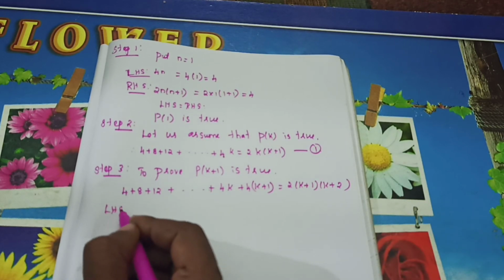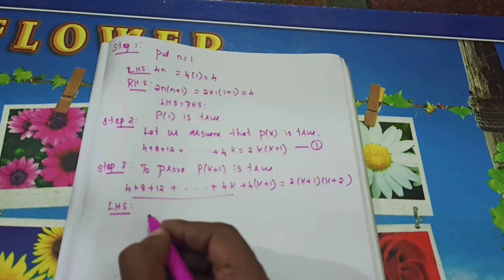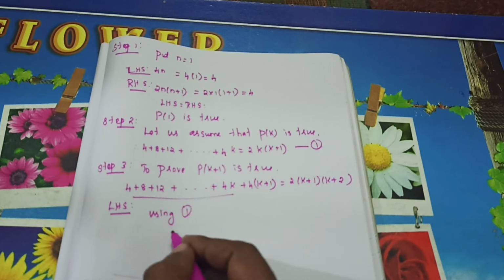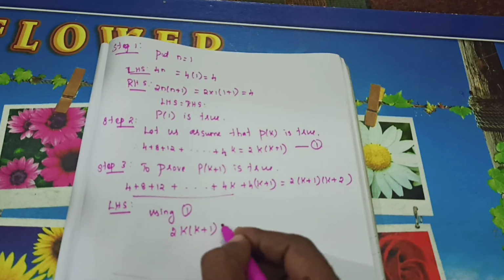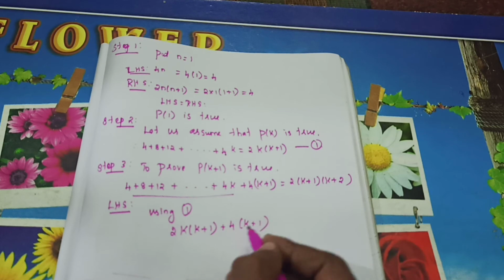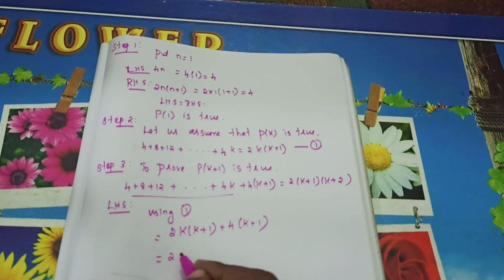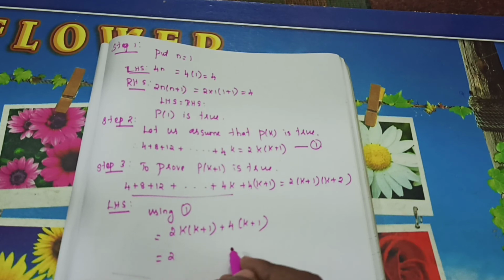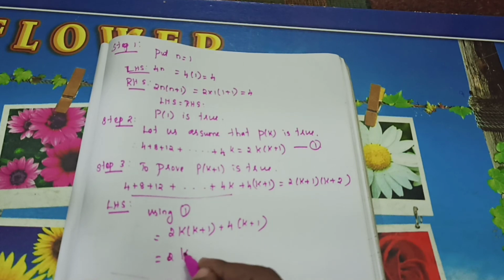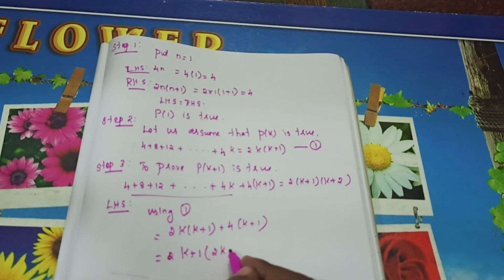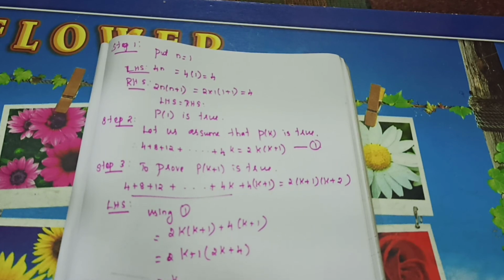So let us take the LHS first. From here to here, what's the value? You can substitute by using 2k into k plus 1 plus 4 into k plus 1. Now that's equal to, simplify. So 2k into k plus 1 plus 4 into k plus 1. Is it right? So if you are simplifying, how much will you get? Shall we take k plus 1 outside? So what will be the balance? 2k plus 4. Is it right? So that's equal to k plus 1 into 2k plus 4. Is it right?